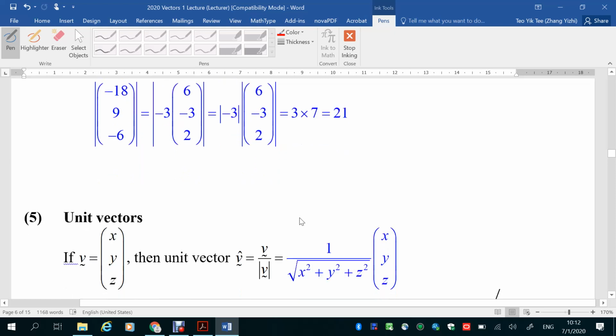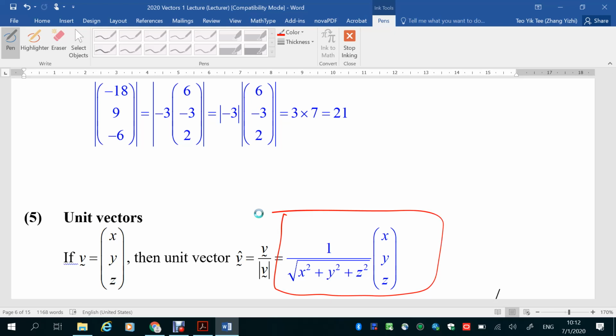Next one. Okay, take down your unit vector. Unit vector means, in layman English, a vector of length 1. Usually at this point students cannot understand anything, so don't worry, I will explain in a short while. Take down first. I'll refer back to your previous example to help you understand.